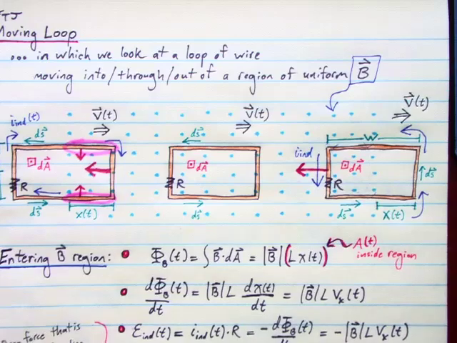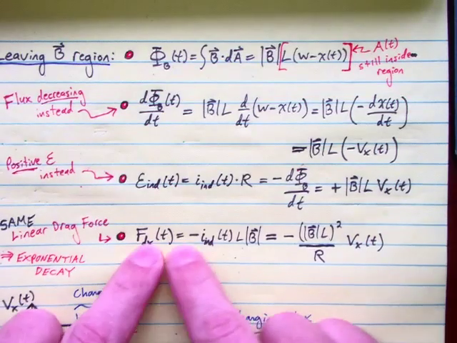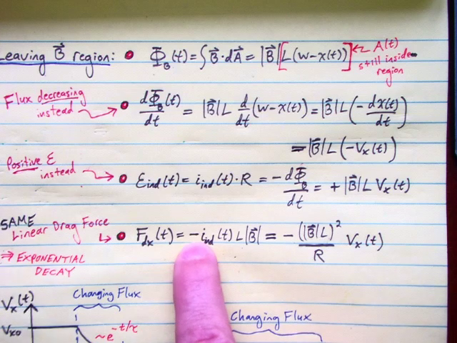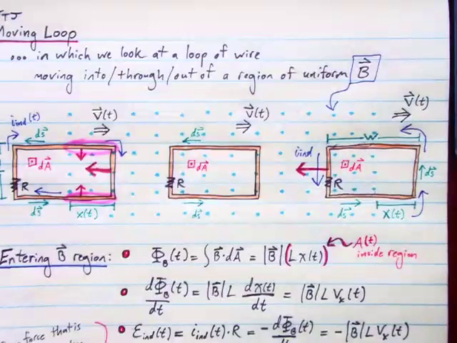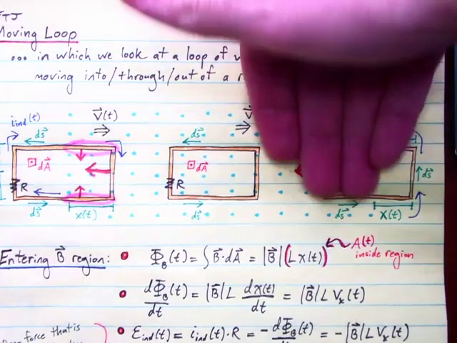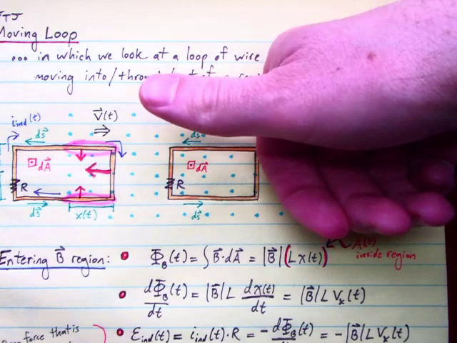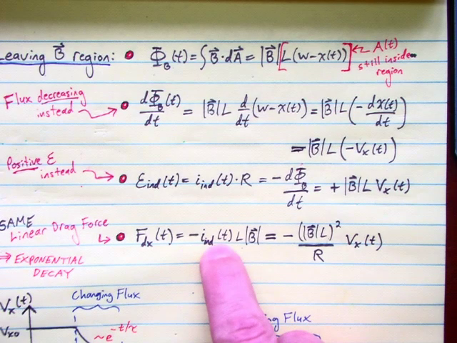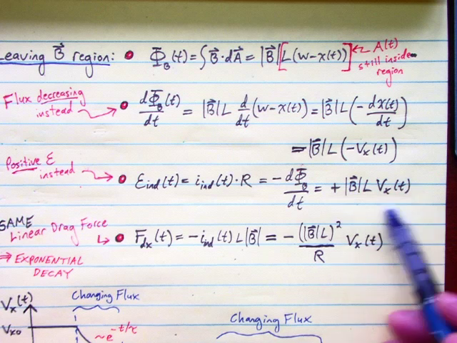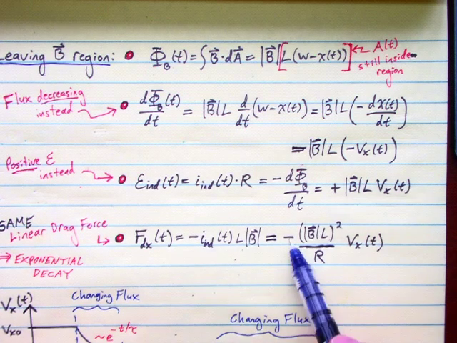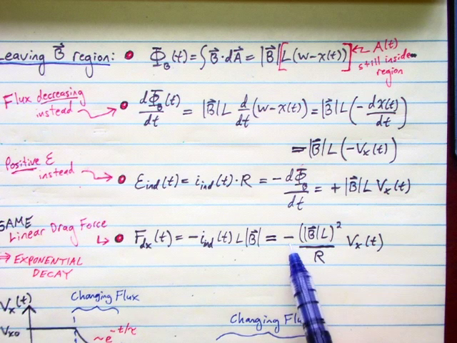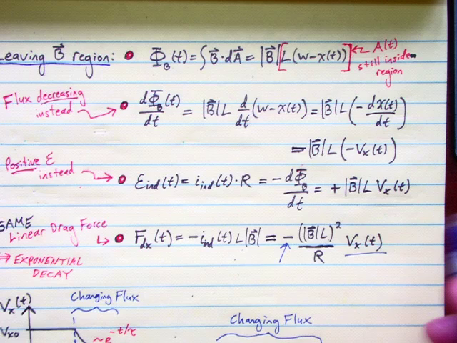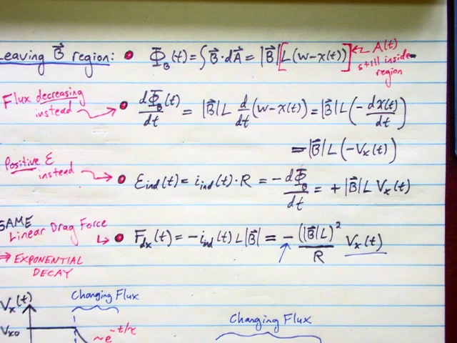So based on our formula here, IL cross B, there's a negative sign right there, since this I was positive and this L was this way. So L cross B points in the negative x direction. Hence that negative sign right there. This I is positive. Subbing in this expression for the I, the minus comes over, and once again we have a linear drag force. There's the drag part, there's the linear part, and we know that that's going to lead to an exponential decay in the speed.